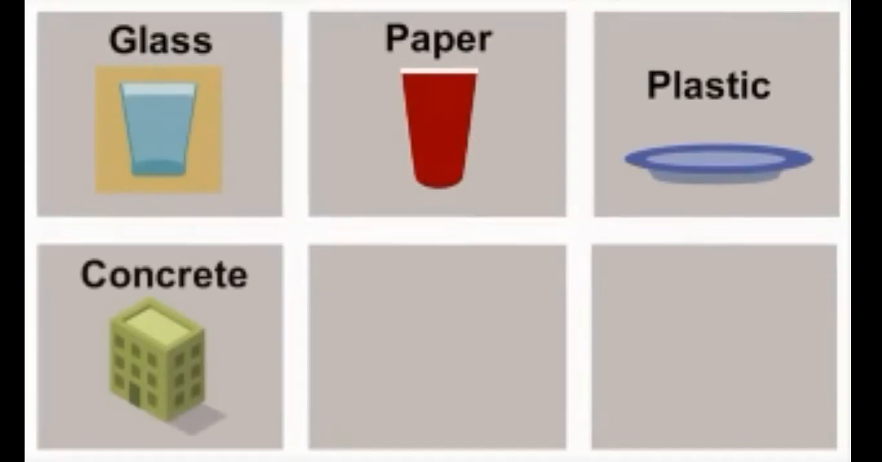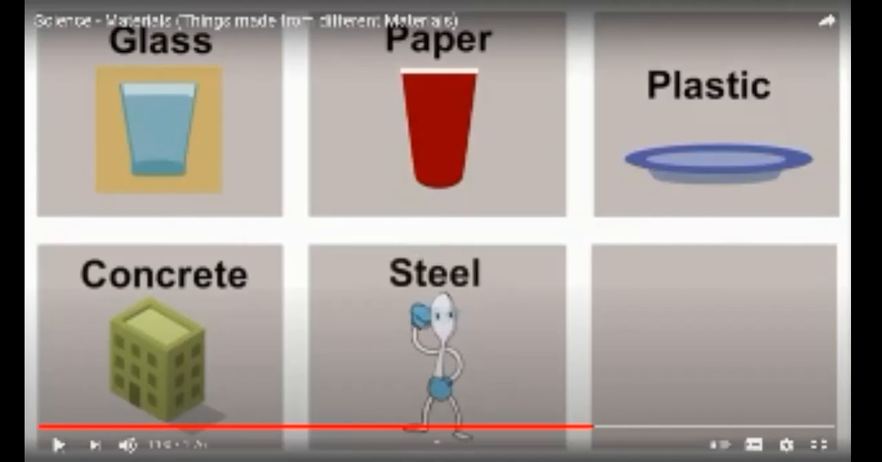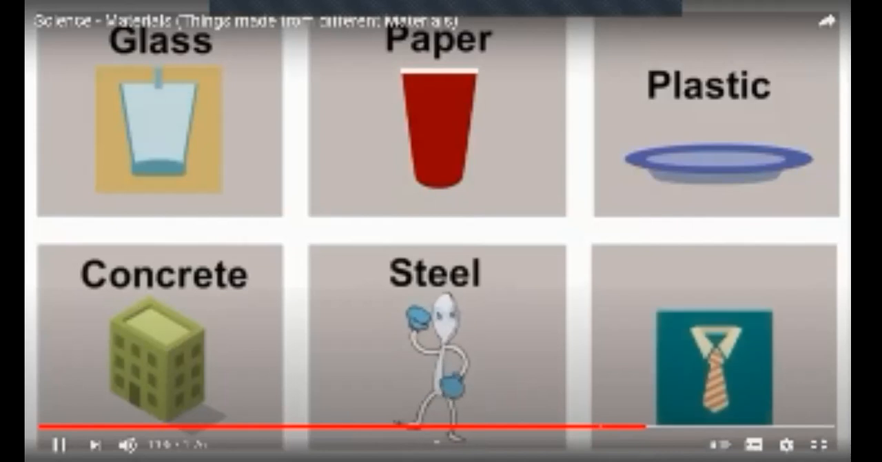And then you have buildings. Buildings are made out of concrete. Concrete buildings, it's very hard. It's a solid substance. And then a spoon. A spoon is made out of steel. There are many other things which are made out of steel as well.